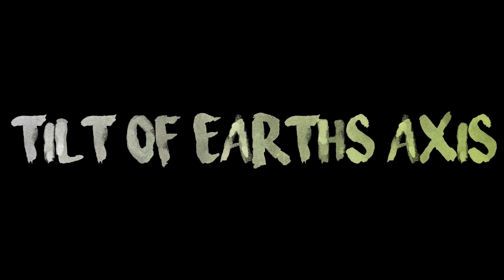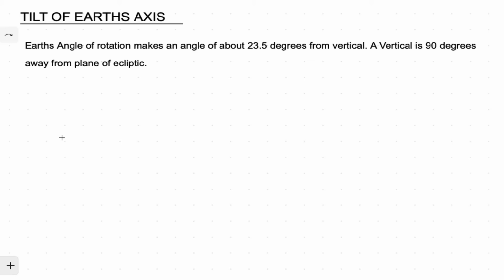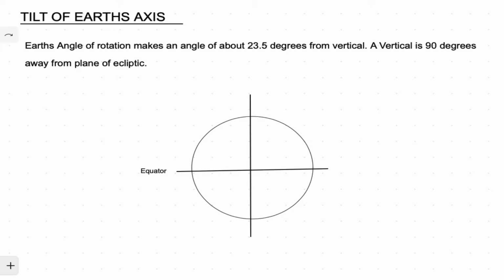Tilt of Earth's axis. Earth's axis of rotation makes an angle of about 23.5 degrees from the vertical. The vertical is defined as the line which is 90 degrees away from the plane of the ecliptic. So let's see, if this is our Earth and this being the equator, this being your vertical, your axis of rotation is 23.5 degrees away from your vertical. So this will be the axis along which your Earth will be rotating around the Sun in Earth's orbit.